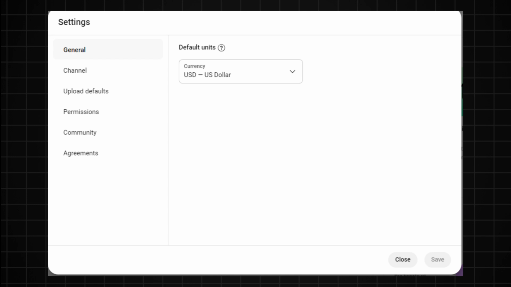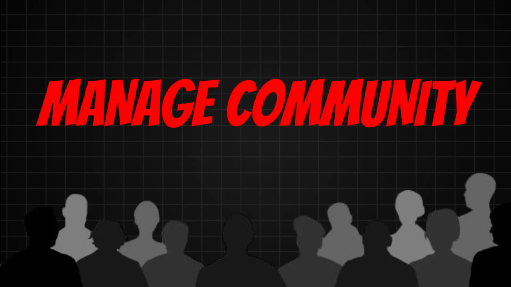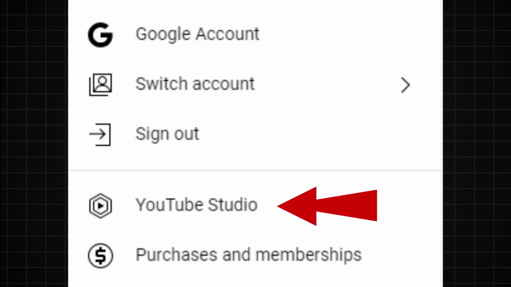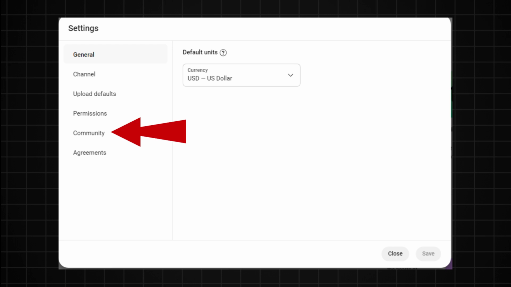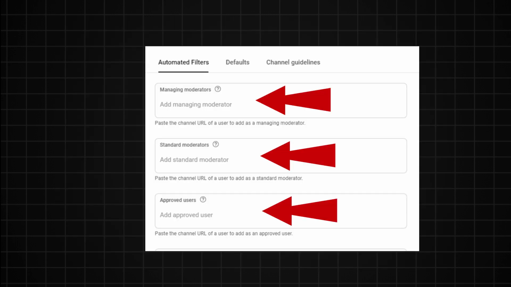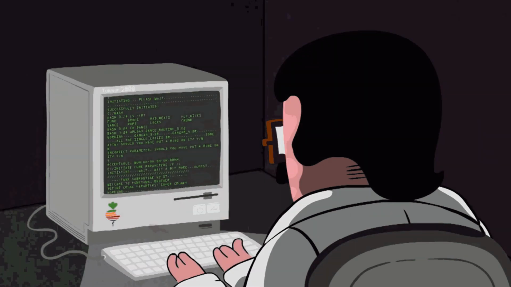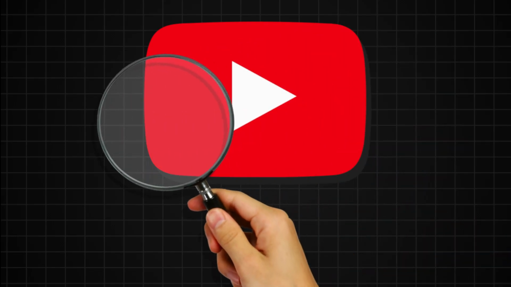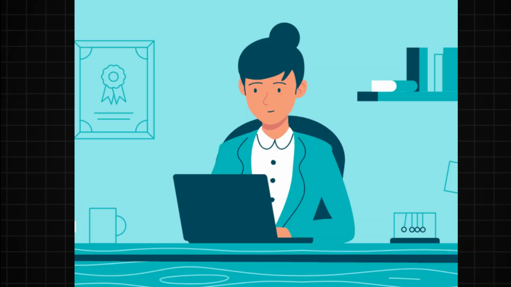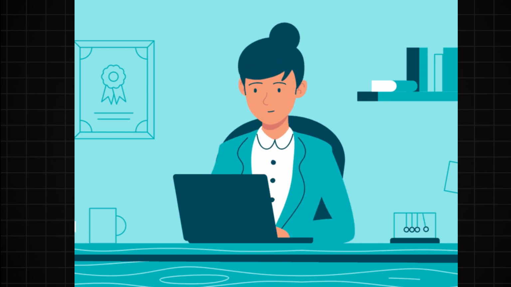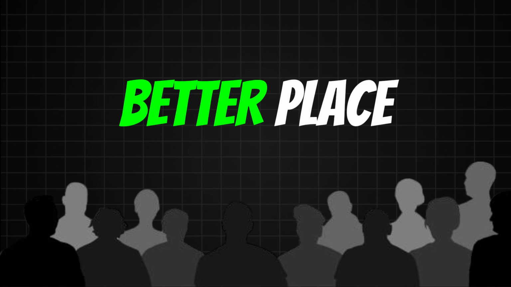Lastly, utilize community settings to manage your audience effectively. A well-managed community can boost engagement and foster a positive environment on your channel. In YouTube Studio, go to Settings, then Community. Here, you can add moderators who can help manage comments, block certain words to prevent spam or inappropriate comments, and set up automated filters. These tools help keep your comments section clean, respectful, and engaging, making it a better place for your viewers to interact.